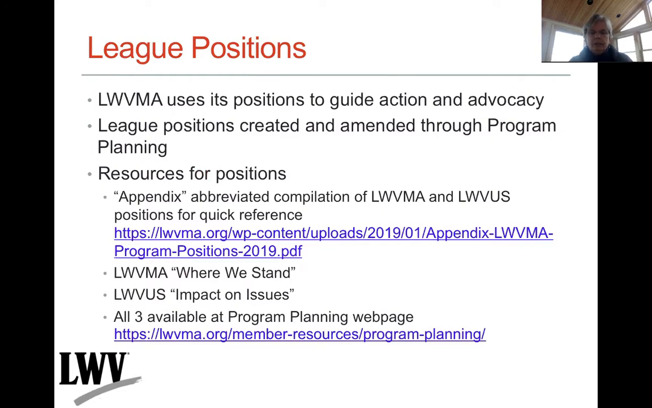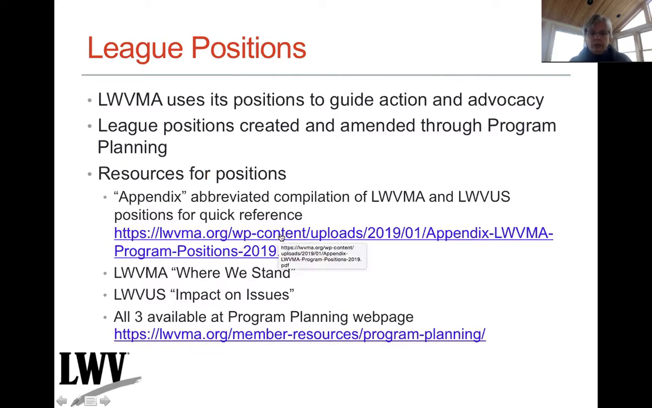And we have actually 3 resources for positions, and these are on the website, and I'll show you how to find them later. We created an appendix, which is a compilation of the positions of both LWVMA and LWVUS for quick reference. Then LWVMA publishes Where We Stand, which is more detailed just for LWVMA, and LWVUS creates every 2 years Impact on Issues, which is all of the US positions. All 3 of these are available on the program planning website.